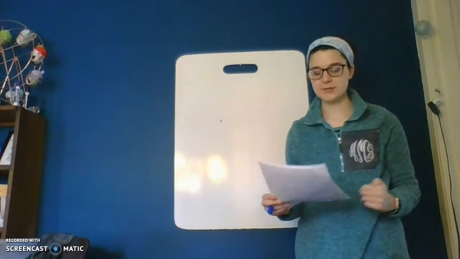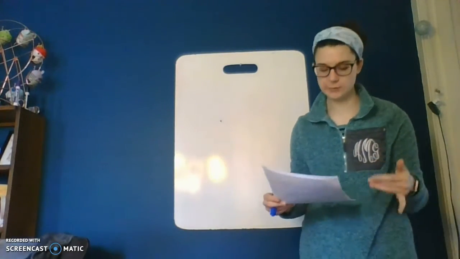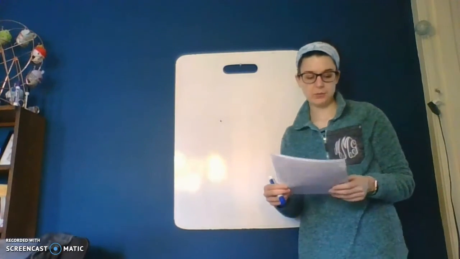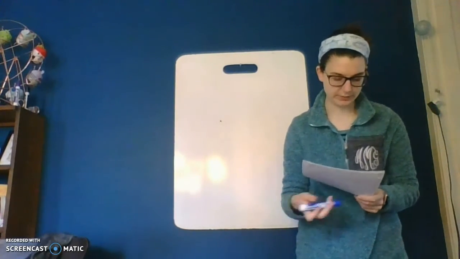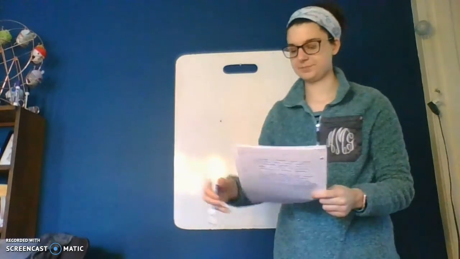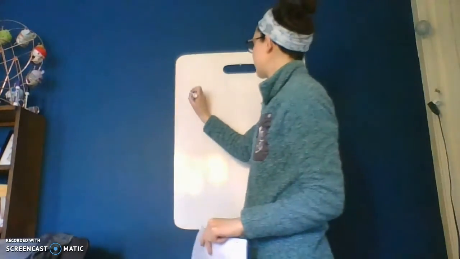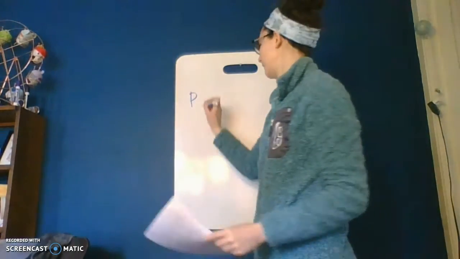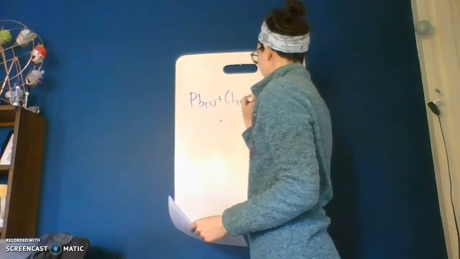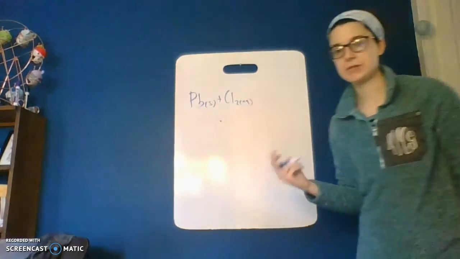So we're going to go over the answers for the part 1 sample question on the practice exam that we did. So 1A, we want to write a balanced ionic equation for the reaction between lead solid and Cl2 aqueous. Okay, so that tells us that our two reactants are lead solid, Pb, and Cl2 aqueous. So I'm starting with that.